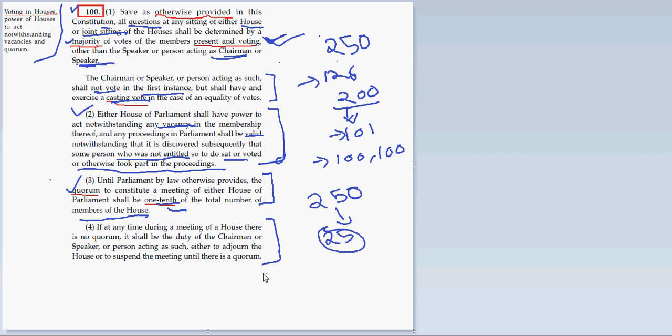Next, clause 4 says if at any time during a meeting of house there is no quorum, it shall be the duty of the chairman or speaker or person acting as such either to adjourn the house or suspend the meeting until there is quorum. This is pretty obvious: until there is a quorum, proceeding cannot happen, and it's the responsibility of the chairman or the speaker to postpone the meeting or do whatever he thinks is good. That's what it means.